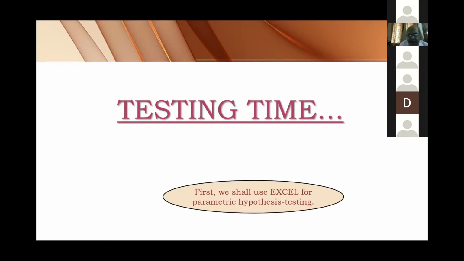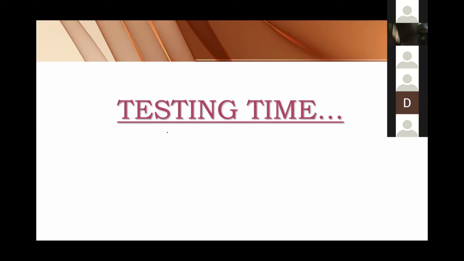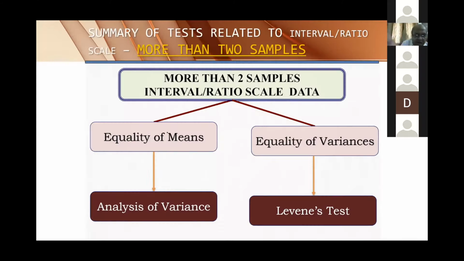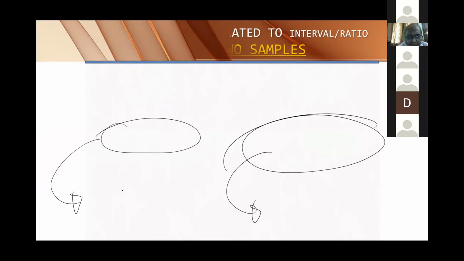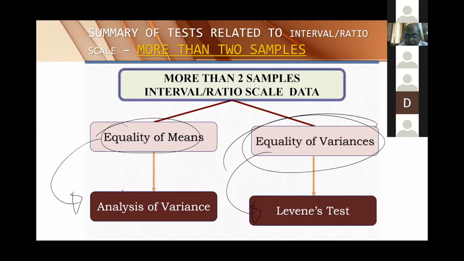Okay, many queries are coming about Z tests and T tests, asking me to repeat the last two slides. If we have two samples and they're related, we use what is called a paired T test. If they're unrelated, you can use a difference of means test, with T statistics or Z statistics. If it is equality of variances, then we go for the F test. If it is more than two samples, then for equality of means, we use analysis of variance. For equality of variances, we use Levene's test.